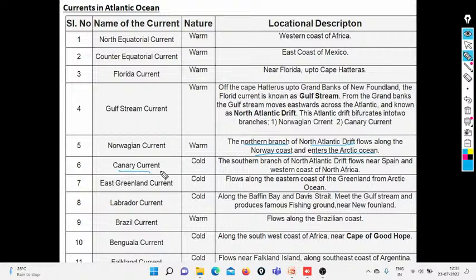It is the Canary current. The Canary current by nature is a cold current. The southern branch of the North Atlantic Drift flows near Spain and the western coast of North America.